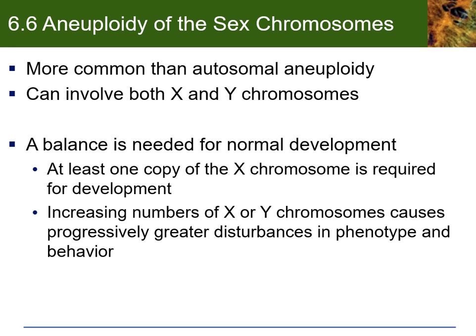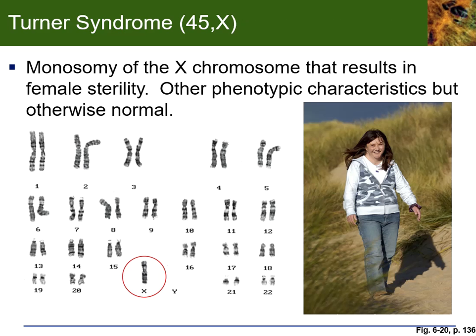Aneuploidy of the sex chromosomes is more common than autosomal aneuploidy and can involve both X and Y chromosomes. A balance is needed for normal development. At least one copy of the X chromosome is required for development, and increasing numbers of X and Y chromosomes cause progressively greater disturbances in phenotype and behavior. So here's Turner syndrome, 45X. They have one less chromosome. This is a person with a single X chromosome, as you can see here. Normal females have XX. So monosomy of the X chromosome results in female sterility. Other phenotypic characteristics happen, but otherwise generally normal.